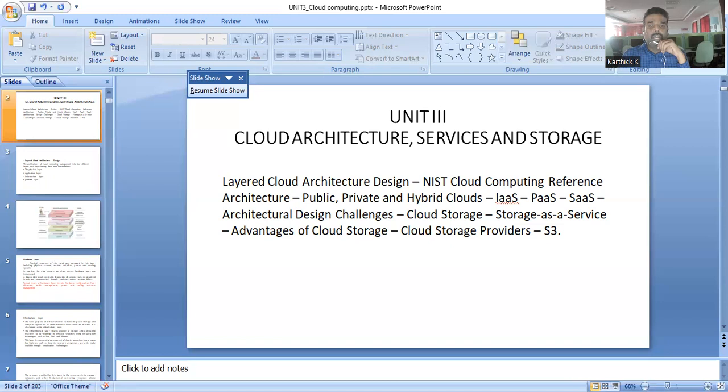So these are some of the different topics in cloud computing. Cloud computing offers different types of services and cloud architectures nowadays. This layered architecture is one of the types.